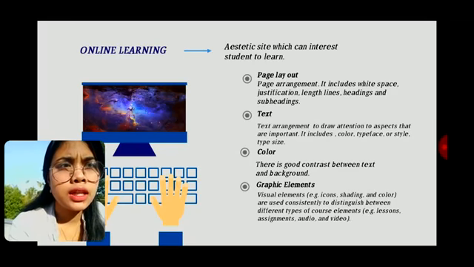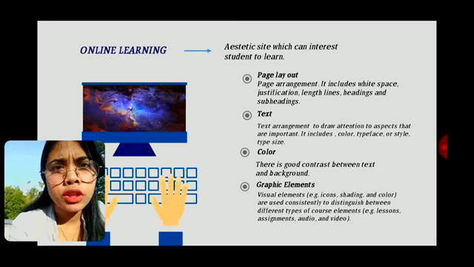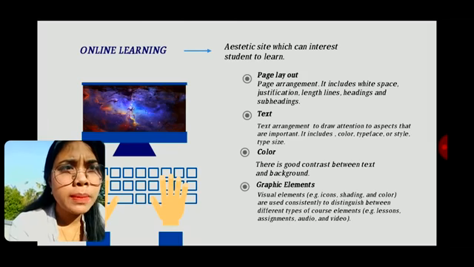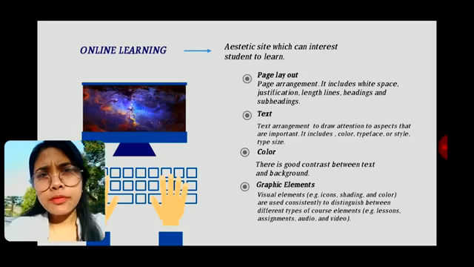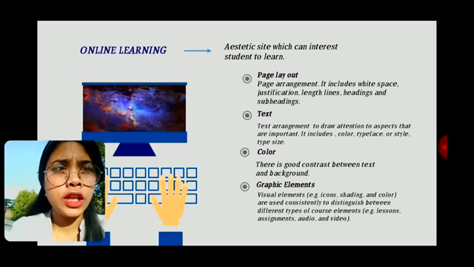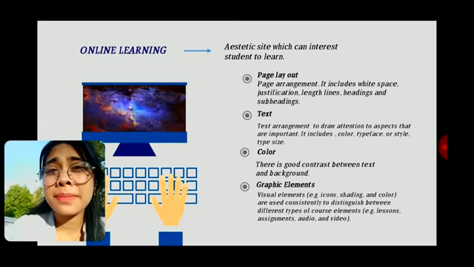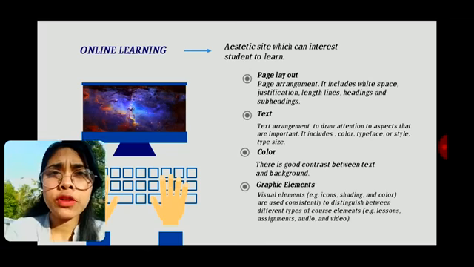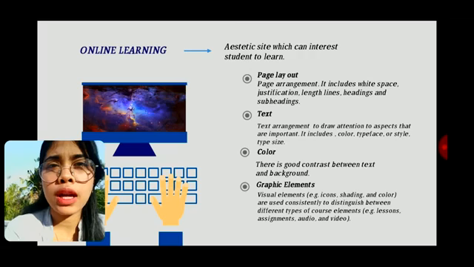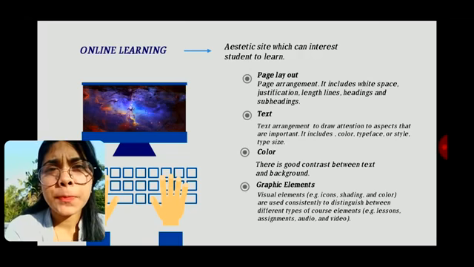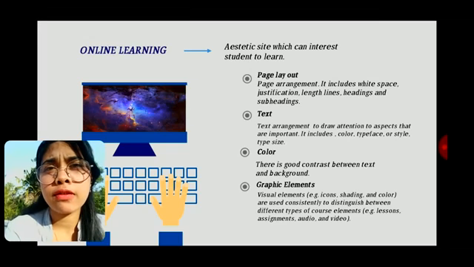Next is text. Text arrangement is important to draw attention to the aspects being focused on in the material that is delivered. It includes color, typeface, style, and type size. It's important because if the text is too small or the color of the text is not clear to see, it can distract from the material.